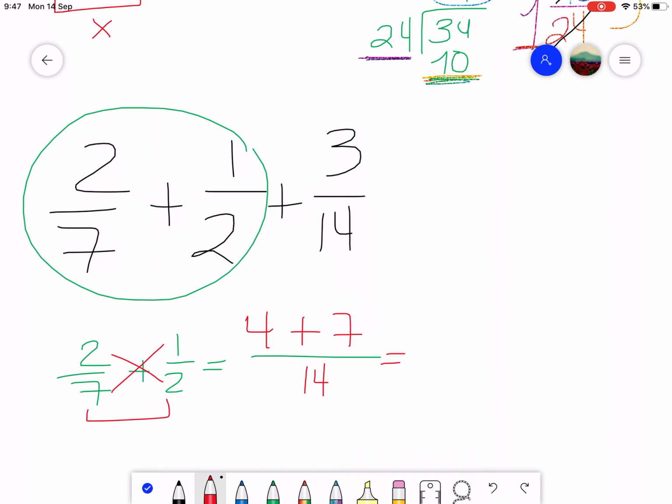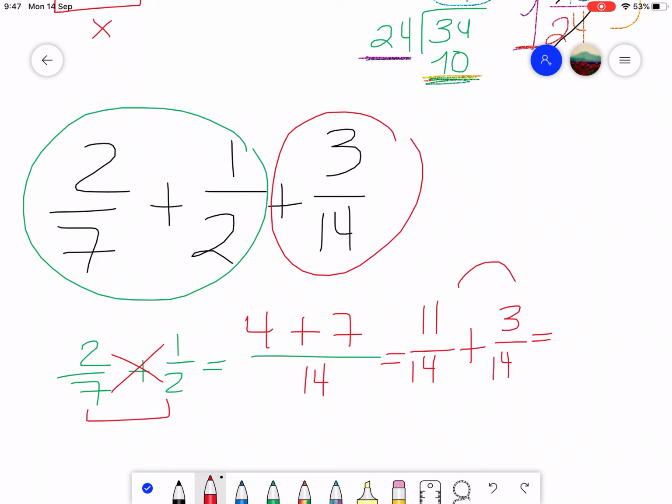How much is 7 plus 4? It is 11 over 14. Now I just need to add it with the other one. So 11 over 14 plus 3 over 14. How much is 11 plus 3? It is 14. And remember, these denominators are not added, okay? So it stays the same, 14.